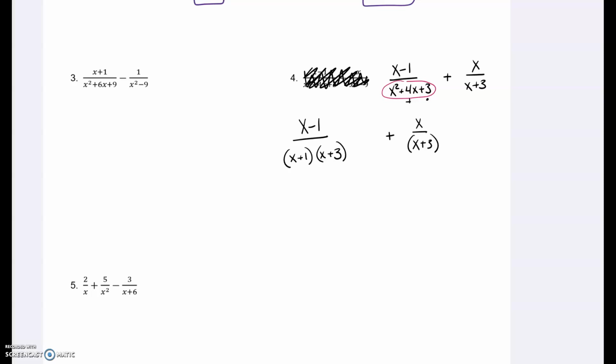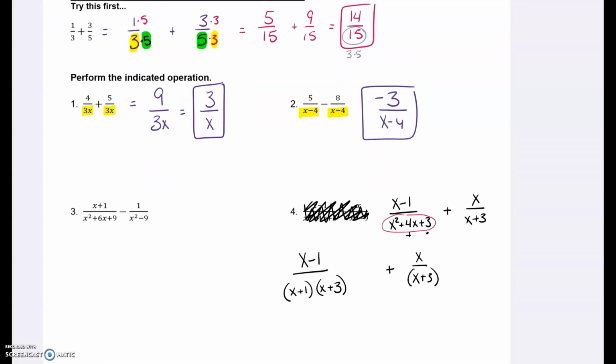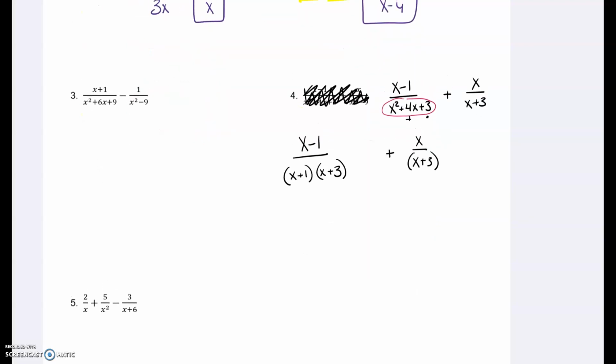Once you get both denominators factored, now you play the matchy game. You need the denominators to match. Just like we did up here, both of them had a factor of 3, both of them had a factor of 5, the denominators matched, so then we could move forward. So in number 4, both of them have x plus 3. The first one has x plus 1. So the second denominator needs that x plus 1. But if you multiply it on the bottom, you have to also multiply it on the top. So I'm going to multiply in the x plus 1 on the bottom and the top.